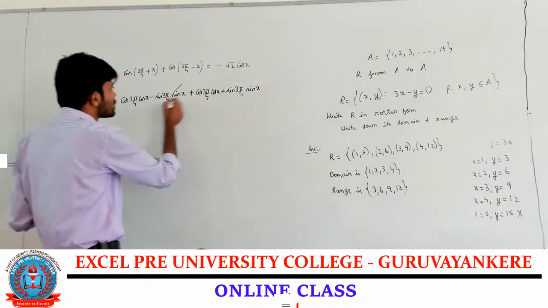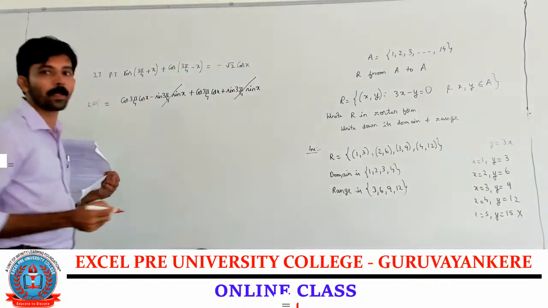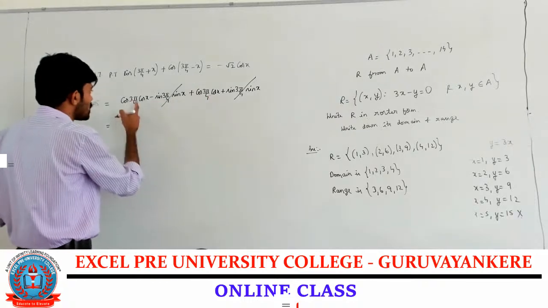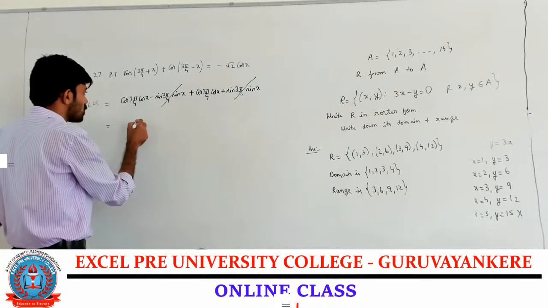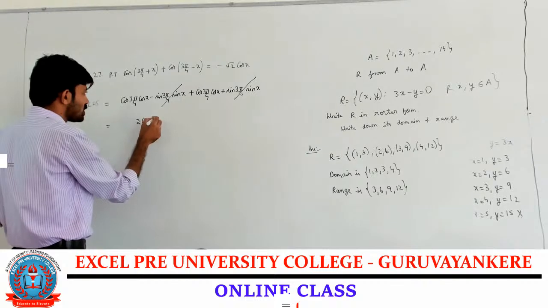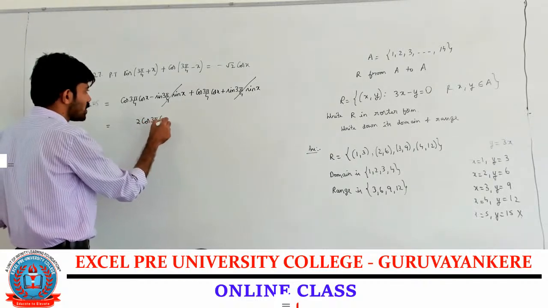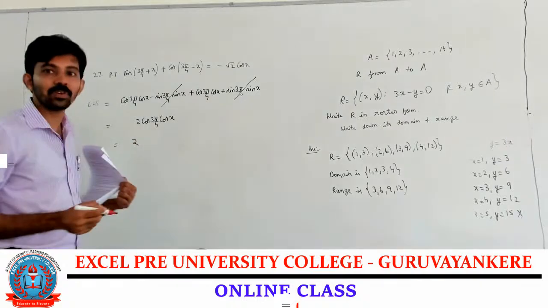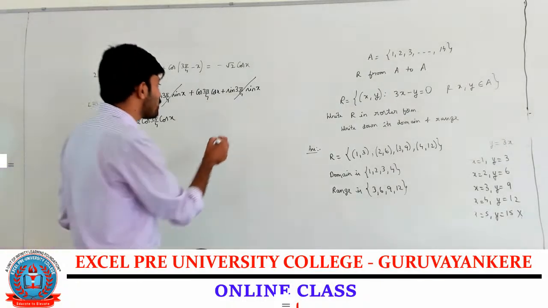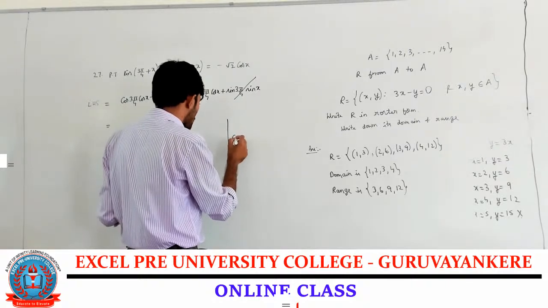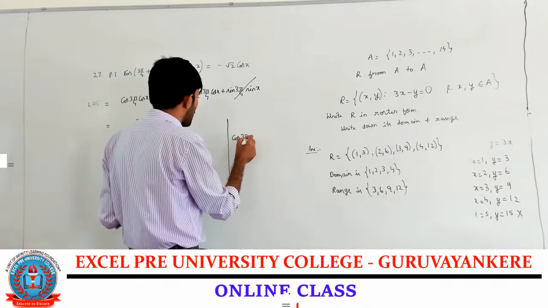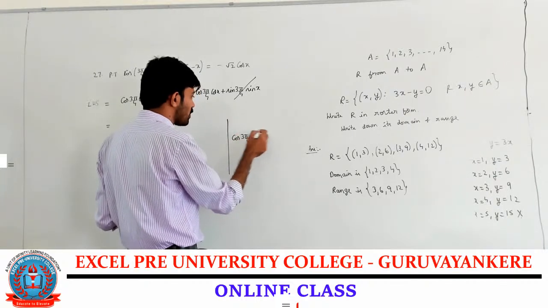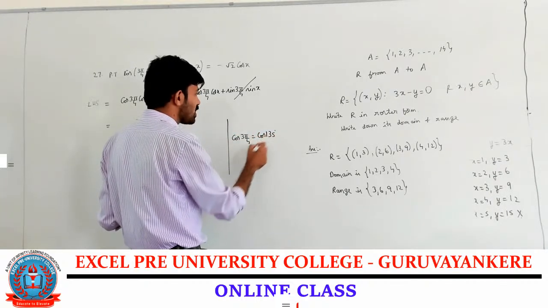This will cancel. These two get added up. Collect like terms: 2 times cos 3 pi by 4 into cos x. Cos 3 pi by 4 you calculate. Pi by 4 is 45 degrees. 45 into 3 is 135 degrees.